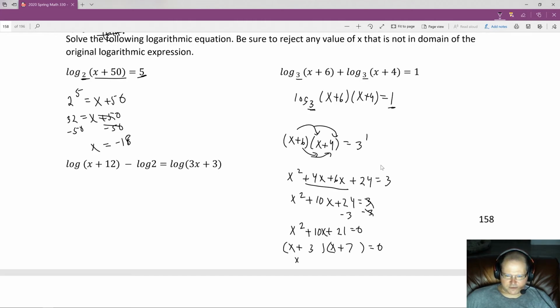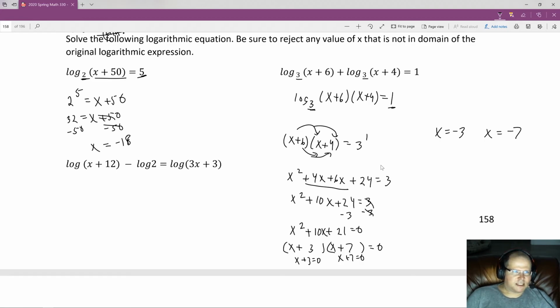Next, we're going to set each of these equal to 0. So x plus 3 is equal to 0, and x plus 7 is equal to 0. Then solve. We get x is equal to negative 3, and x is equal to negative 7. Now we have to go back and check it, though.